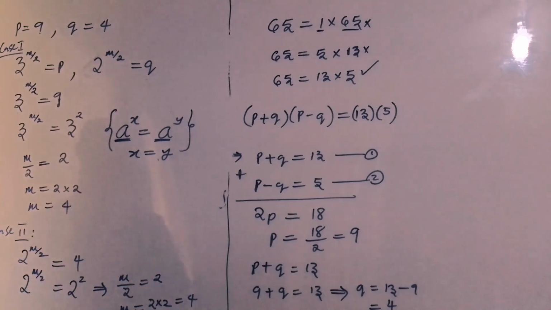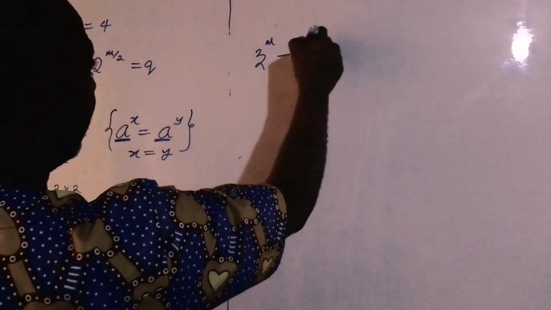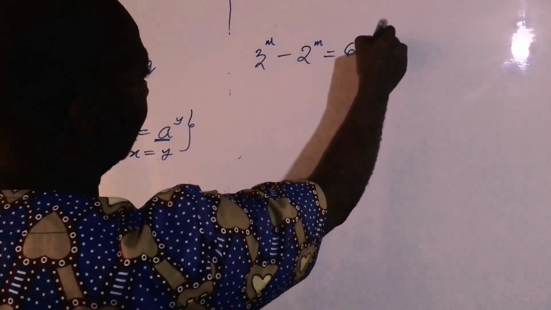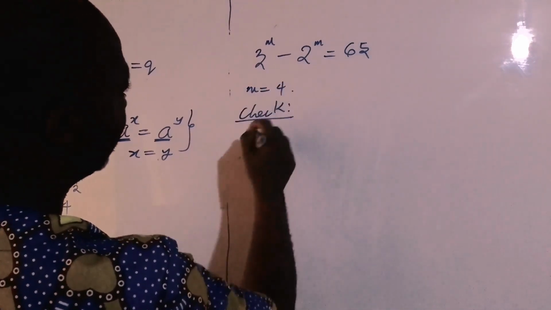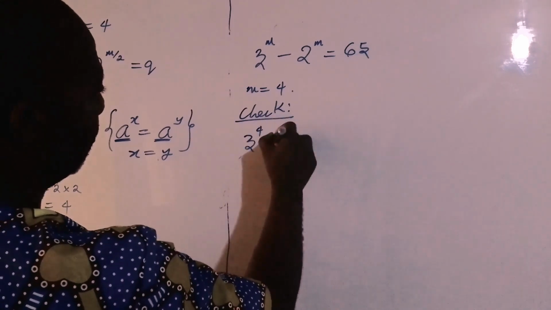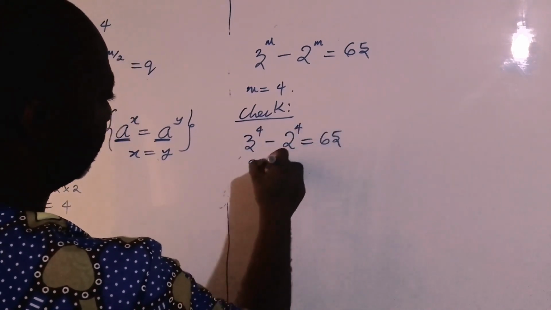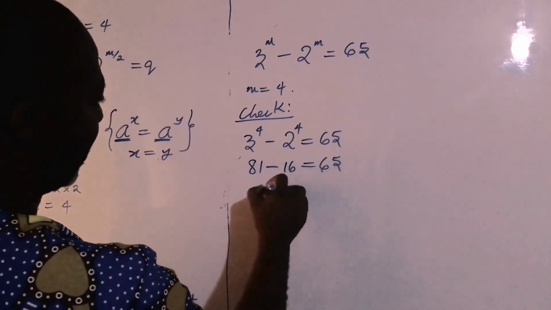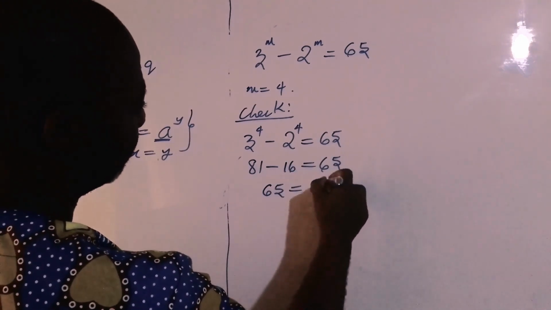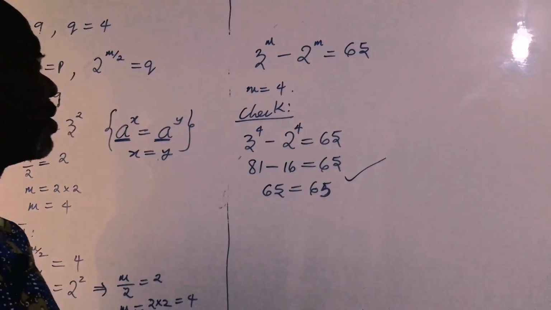So we can conclude and say that for the problem we have, 3 to the power of m minus 2 to the power of m equal to 65, we can say that m equal to 4. So if we check that, we will see that 3 to the power of 4 minus 2 to the power of 4 equal to 65. 3 to the power of 4 is 81. 2 to the power of 4 is 16. Finally, the difference will actually give us 65 equal to 65. So this further confirms that our value of m is 4.